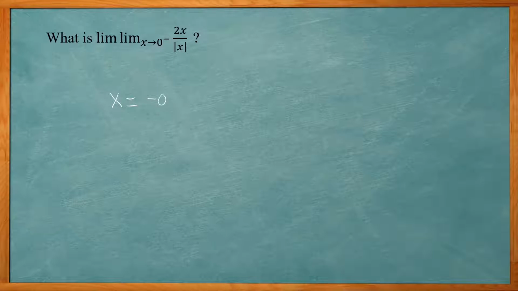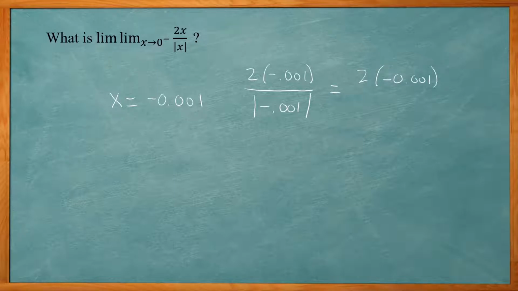I can do negative 0.001. If I do that, it's going to be 2 times negative 0.001 divided by the absolute value of negative 0.001. Okay, so that's going to be 2 times negative 0.001. And the absolute value of negative 0.001 is going to be positive 0.001. If I do that, basically these will cancel out. You just have negative 1 times 2 to give you negative 2.